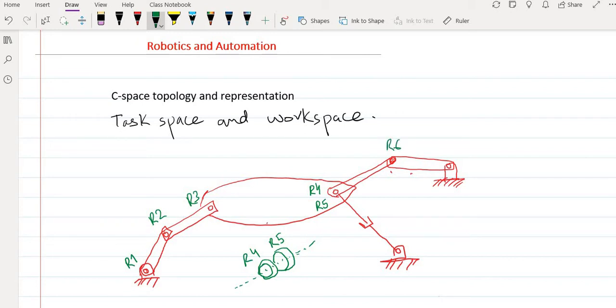And then we have here R6, R7, R8, and this is a prismatic joint because it can only move in a linear fashion. So we call it L1. In total we have 1, 2, 3, 4, 5, 6, 7, 8. So let's call it L9. So in total we have 9 joints, of which 8 are revolute joints and 1 is a prismatic joint.